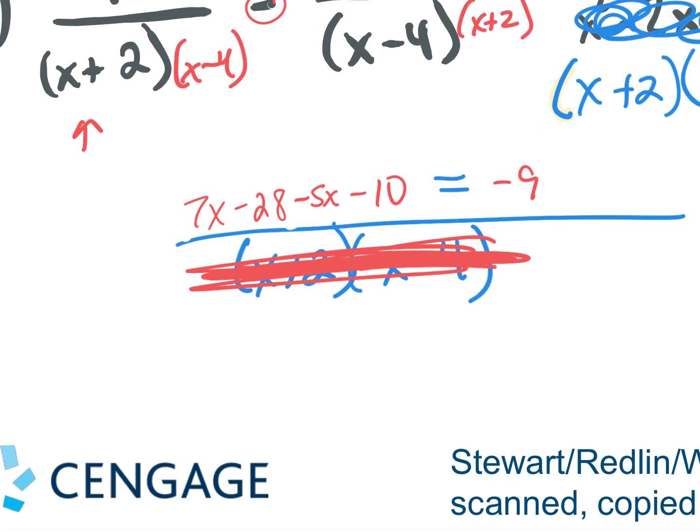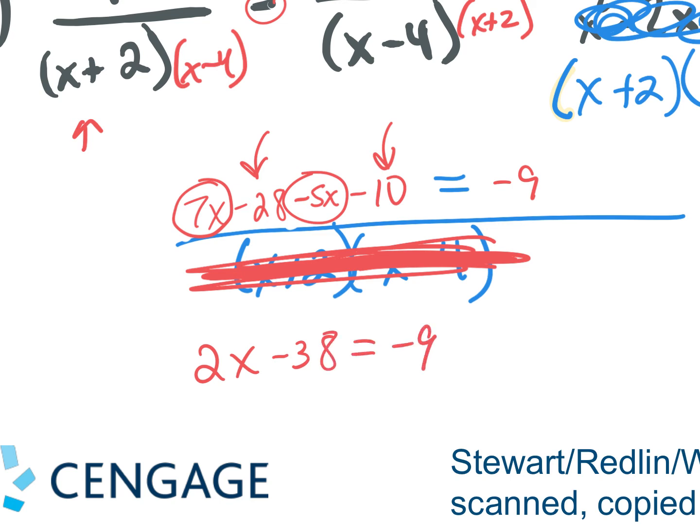Now, is this a quadratic? Do you have an x squared? No. So what's the highest exponent you see? 1. So how many answers am I going to have? Just 1. So combine, what's 7x minus 5x? Sorry, 2x, I was thinking ahead. What's -28 and -10? Perfect. Equals -9. Now what do we do?